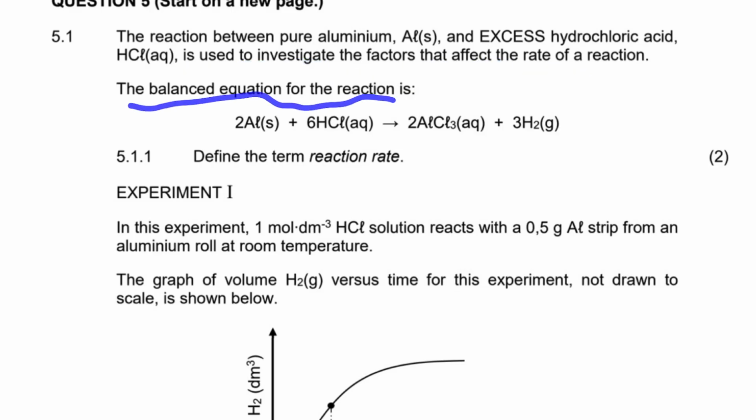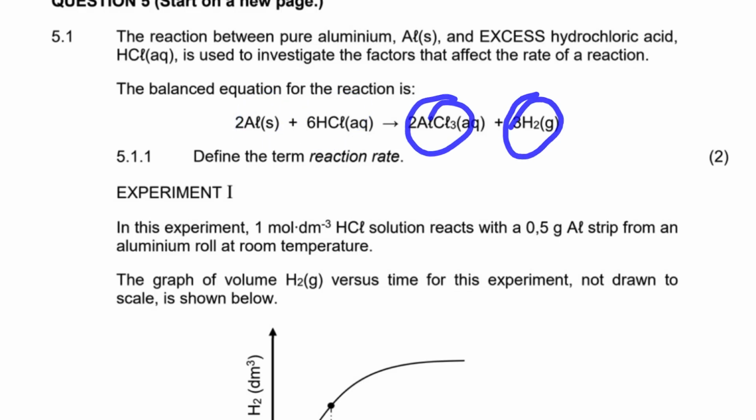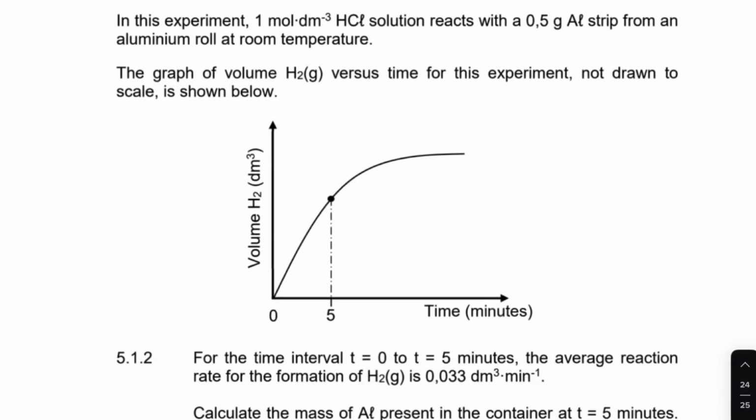Now it says the balanced equation is as follows. Aluminium and hydrochloric acid give the salt and the hydrogen. I'm going to leave the definition there. Now in experiment 1, it says 1 mole per dm3 of HCl reacts with 0.5, and that's very important, of aluminium strip from an aluminium roll at room temperature. This is the amount that reacted completely, the limiting reagent.